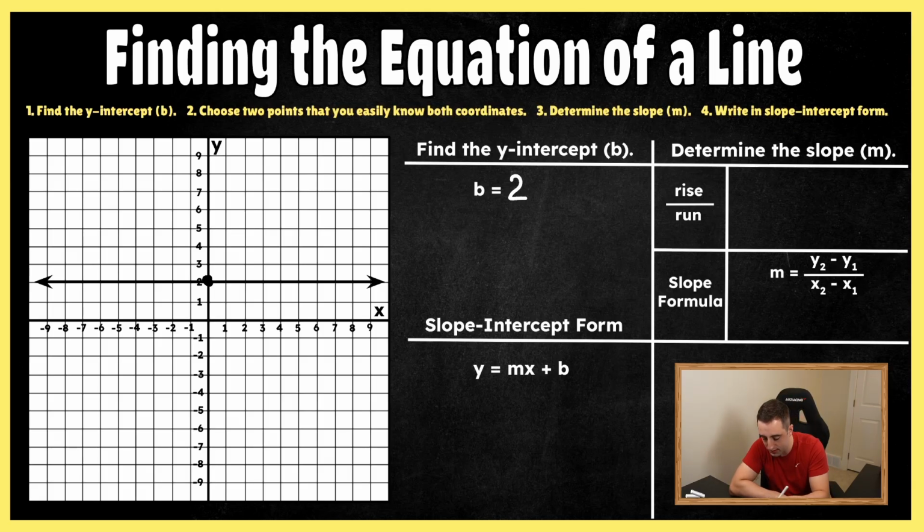So let's pick 2 points that we easily know the coordinates to. So let's say we pick this one here, and then let's just use 0, 2, because it's already there. But you're going to notice that there's no rise to this. I don't have to go up or down vertically to go from one point to the other. So our rise in this case is actually 0.